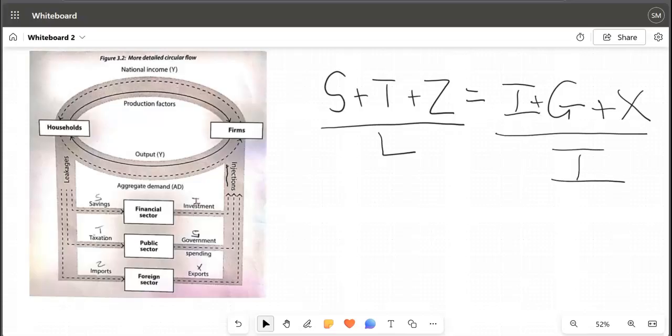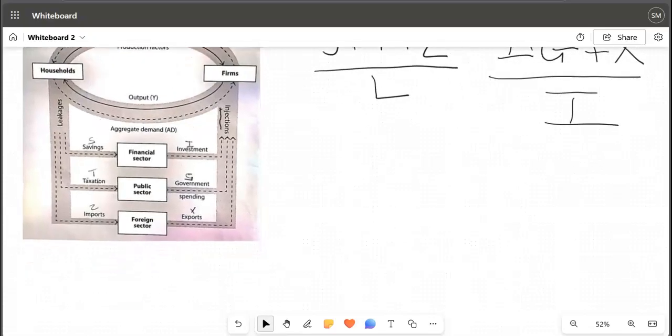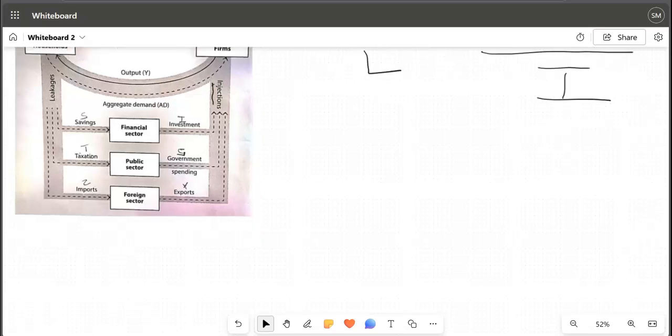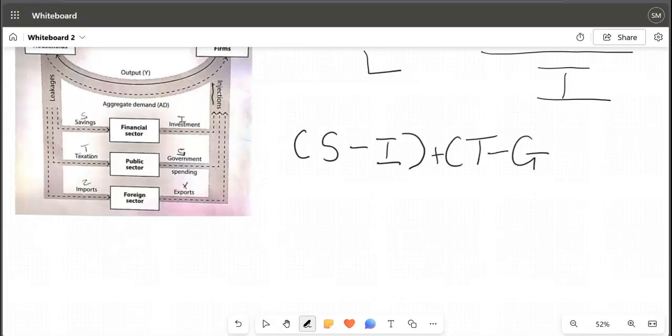Now, what this graph is actually saying to us is that all of these leakages will be matched by an equal amount of injections, right? We can then rewrite the equation because we want to equate the sectors, right? So the new equation that we're going to get there is going to be S minus I plus T minus G plus Z minus X, and this entire thing is going to be 0.